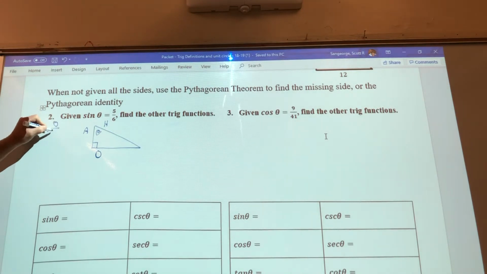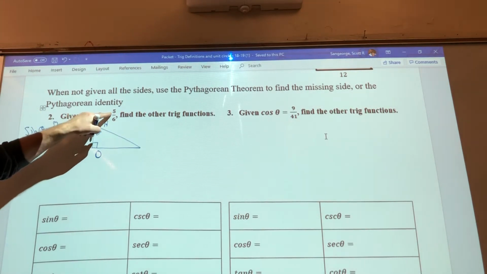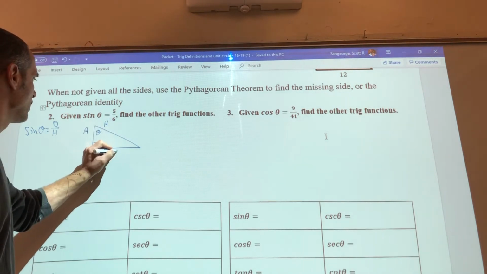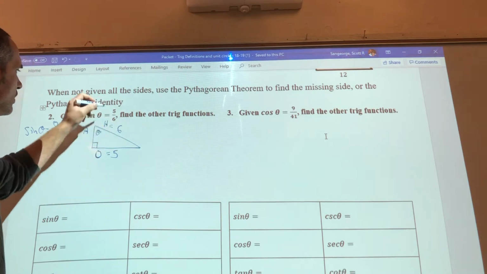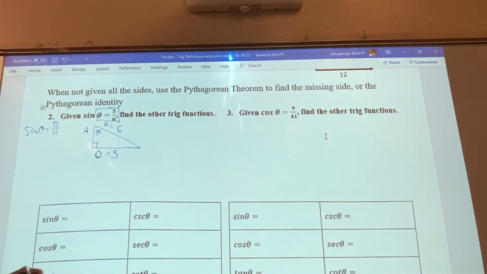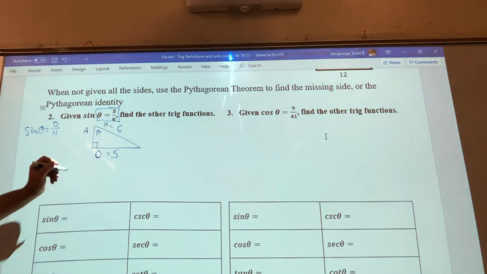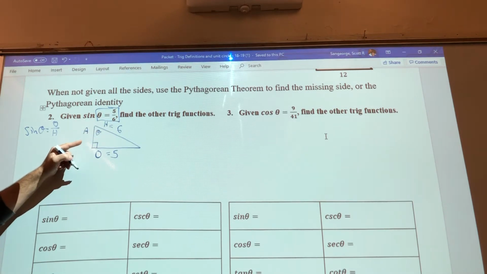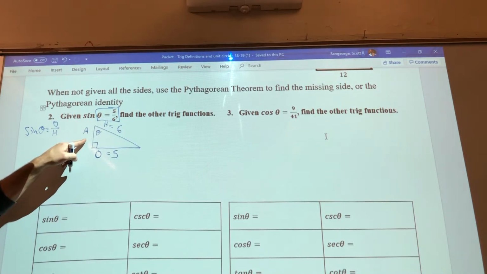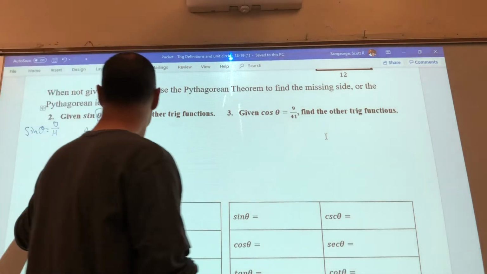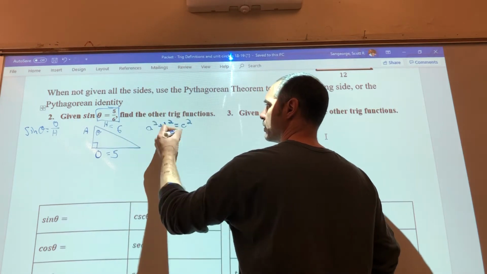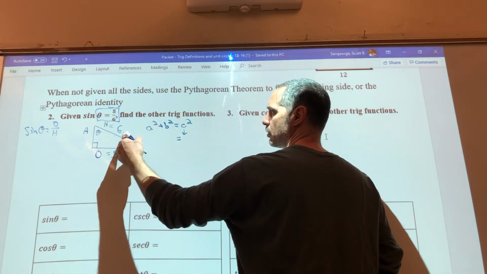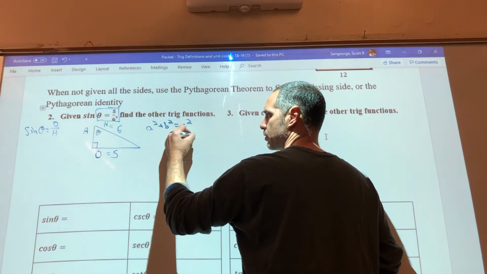So I know that sine is opposite over hypotenuse. So the opposite has to be 5. Now hypotenuse has to be 6, right? That comes from 5/6. So now I can use the Pythagorean theorem to identify what the length of the adjacent side is. So I have a squared plus b squared equals c squared, where c is the hypotenuse. So I know the hypotenuse is 6, so this is 6 squared.